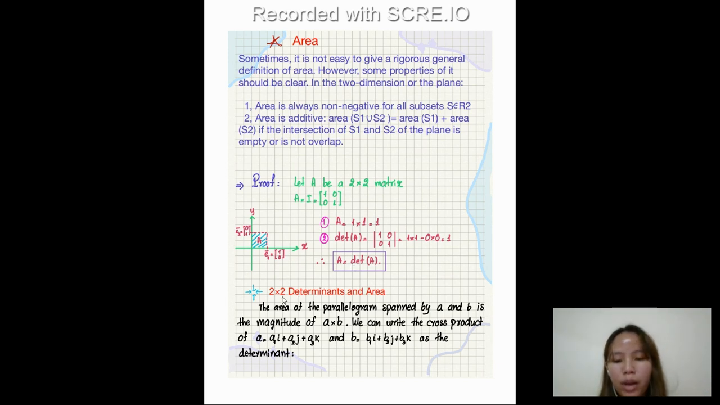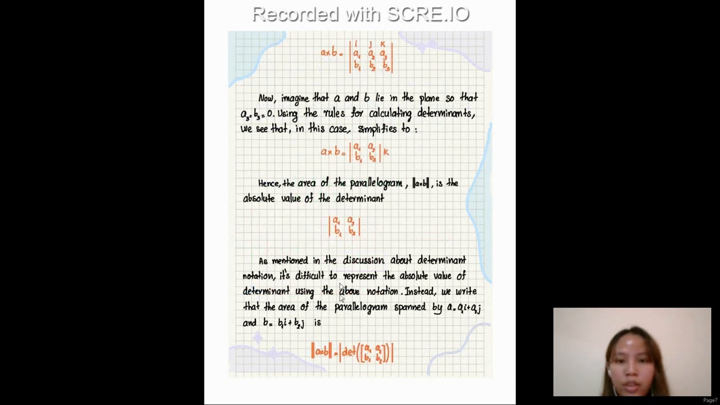Now let's know more about the 2 times 2 determinant and area. The area of the parallelogram spanned by A and B is the magnitude of A cross B. We can write the cross product of A equal to A1i plus A2j plus A3k and B equal to B1i plus B2j plus B3k as a determinant. Here is the determinant of A cross B.